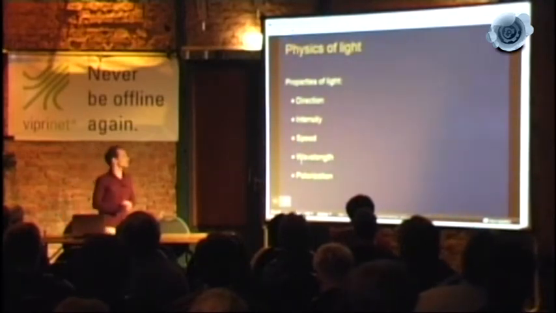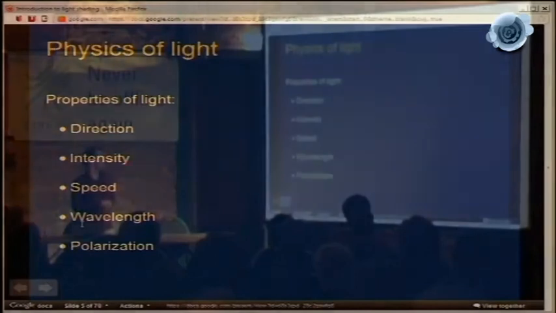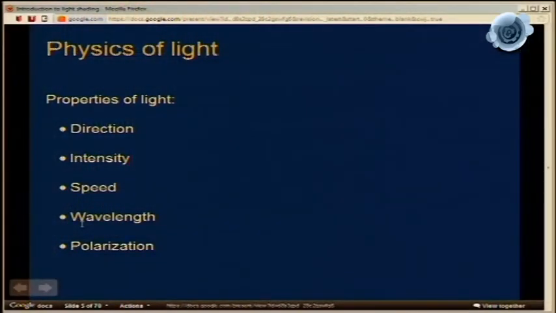Light has a couple of properties that describe it. It has a direction. It goes from somewhere to somewhere else. It has an intensity. It can be bright, it can be dim. It has a speed, which means it's not instantaneous. When it goes from one point to another point, it actually takes time to travel. It has a wavelength, which to us is perceived as color. And at last, it has a polarization, which we human beings cannot perceive, but a couple of species can actually recognize the polarization of light.